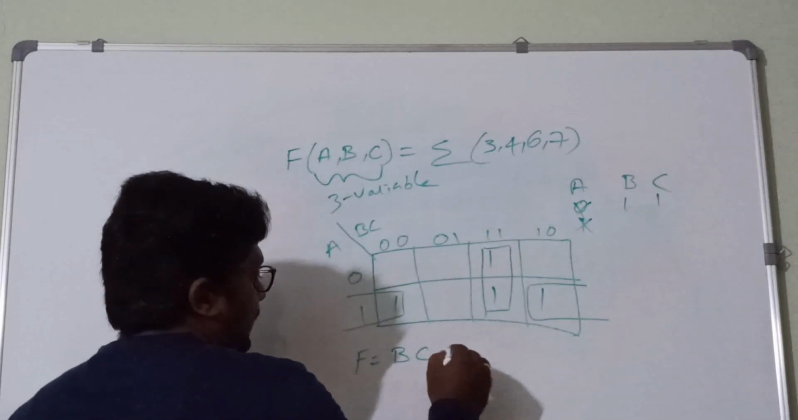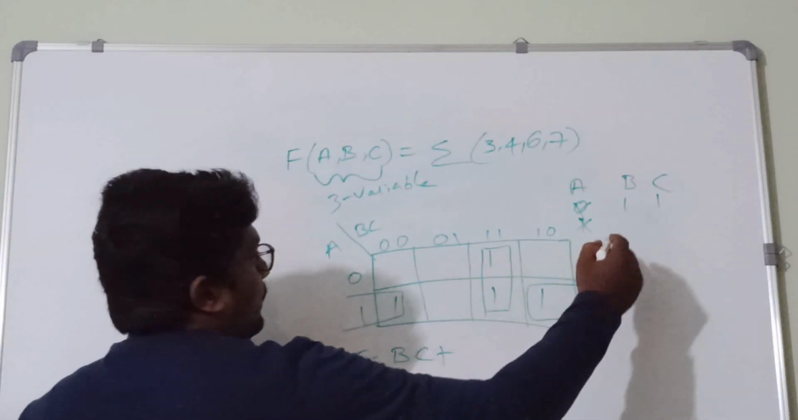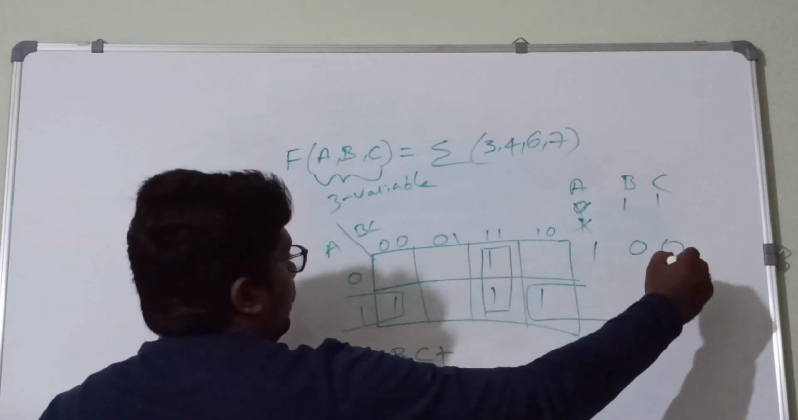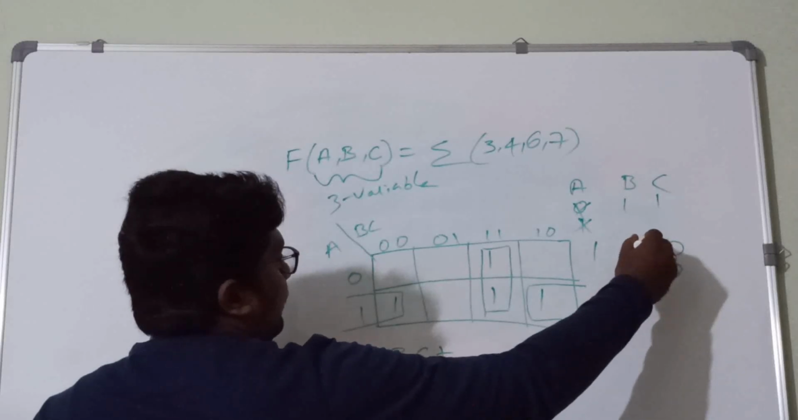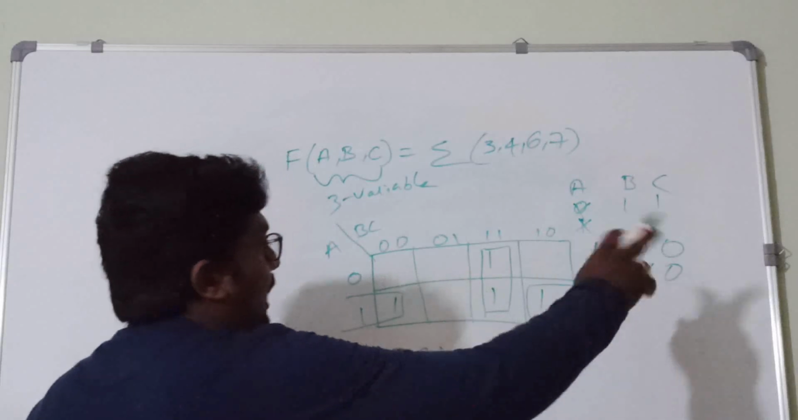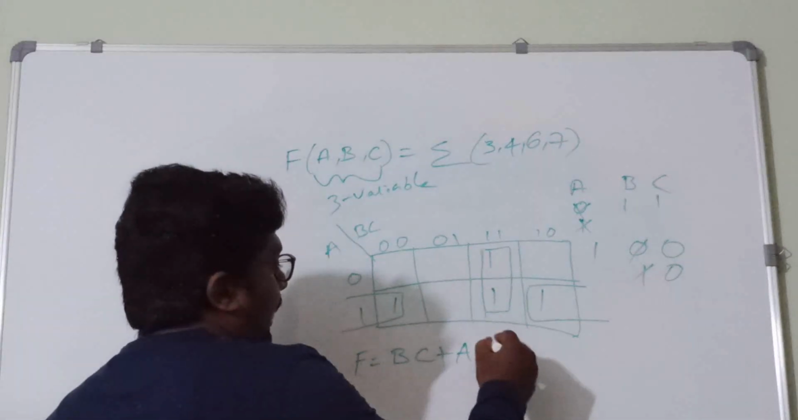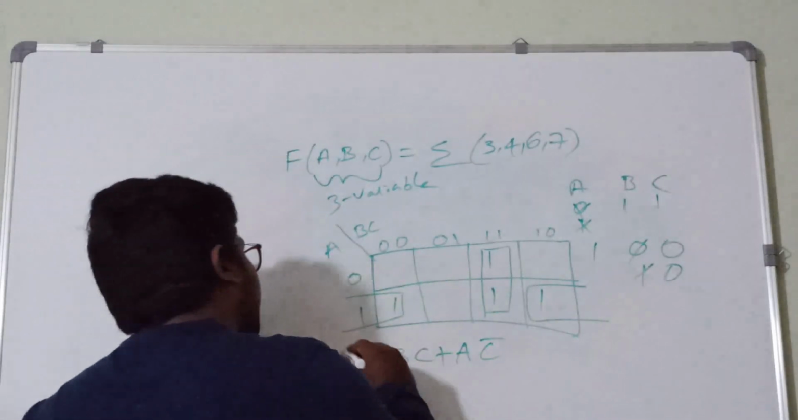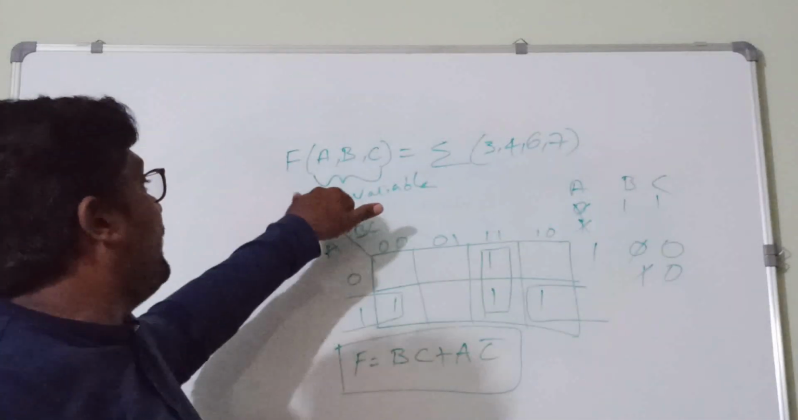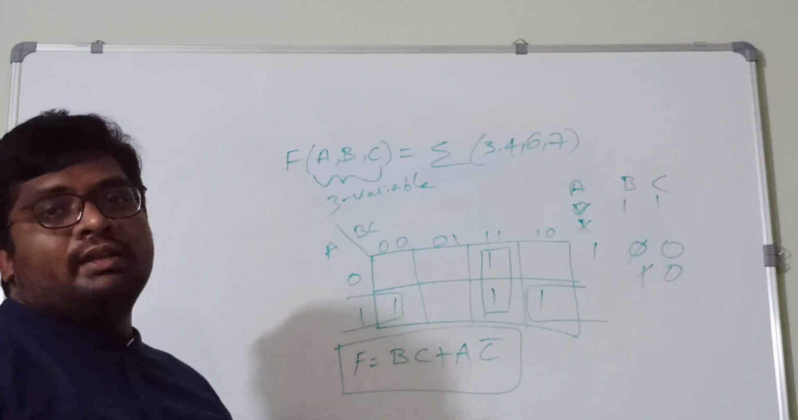So BC plus, and next for this pair, the value of A is 1 and the values of B and C are 0 0 and 1 0. So here for B, the values are changing, so that's why I am eliminating the value of B, and the remaining is A C complement. So this is the minimized or reduced expression for the given Boolean expression F of A comma B comma C is equals to summation of 3 comma 4 comma 6 comma 7.